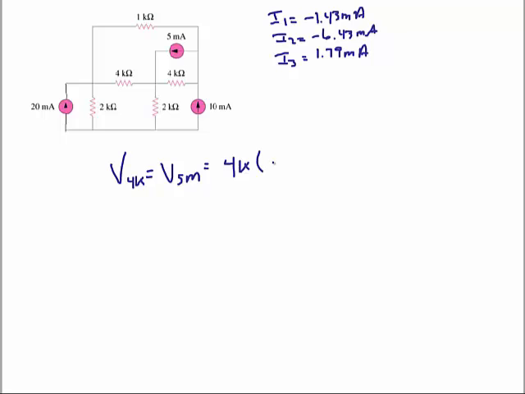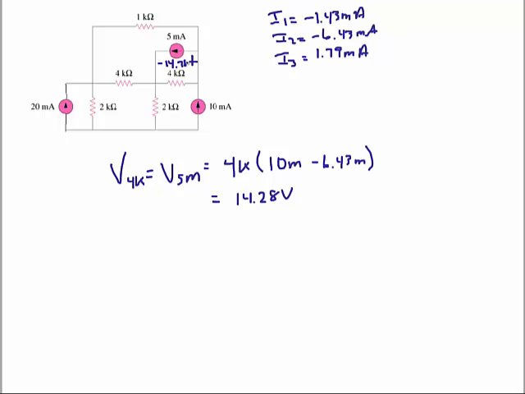4K times (10 milli minus 6.43 milli). The reason it's minus is because they point in different directions. So that voltage is 14.28 volts. And that is going to be positive on the right and negative on the left.